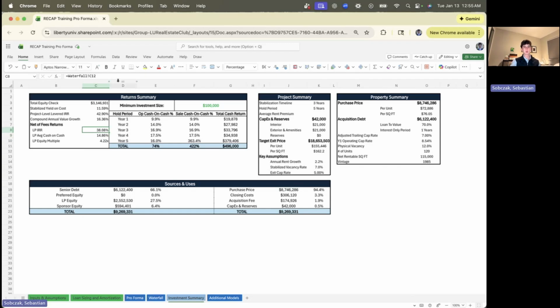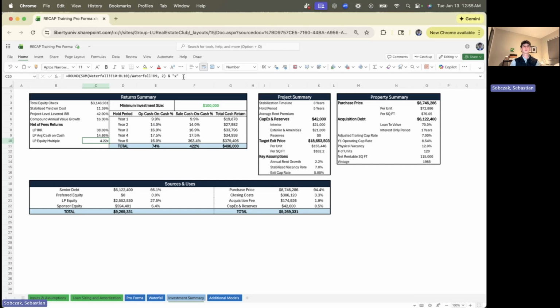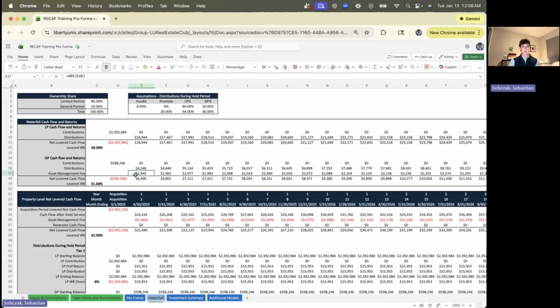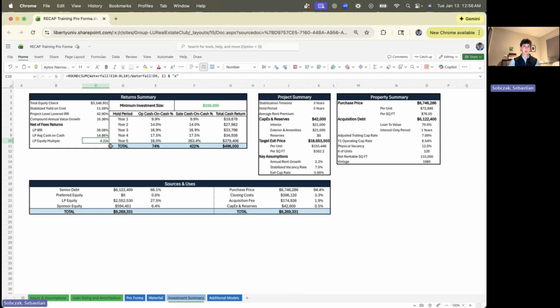Moving on, we've got our LP IRR, which is just from our waterfall again. Our LP average cash on cash is an average of these operations cash on cash percentages. And then our LP equity multiple. This is a round function, so you're rounding to a certain number, and then you're taking the sum of the waterfall, which is the distributions, over the contribution of the LP sponsor. So as you can see here, it's taking these distribution values and then dividing it by the contribution to get the LP equity multiple.